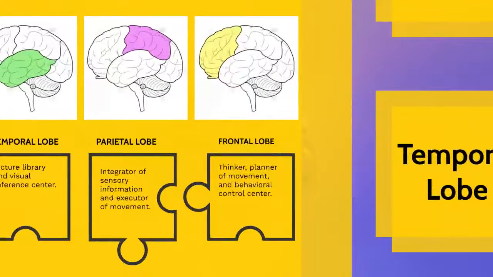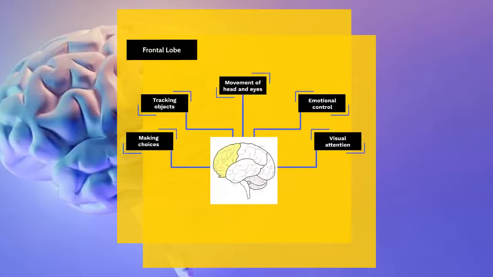Finally, we have the frontal lobe, thinker, planner of movement, and behavioral control center. The frontal lobe allows us to move our head and eyes, track objects, provides emotional control, allows us to make choices, and allows us to give visual attention.